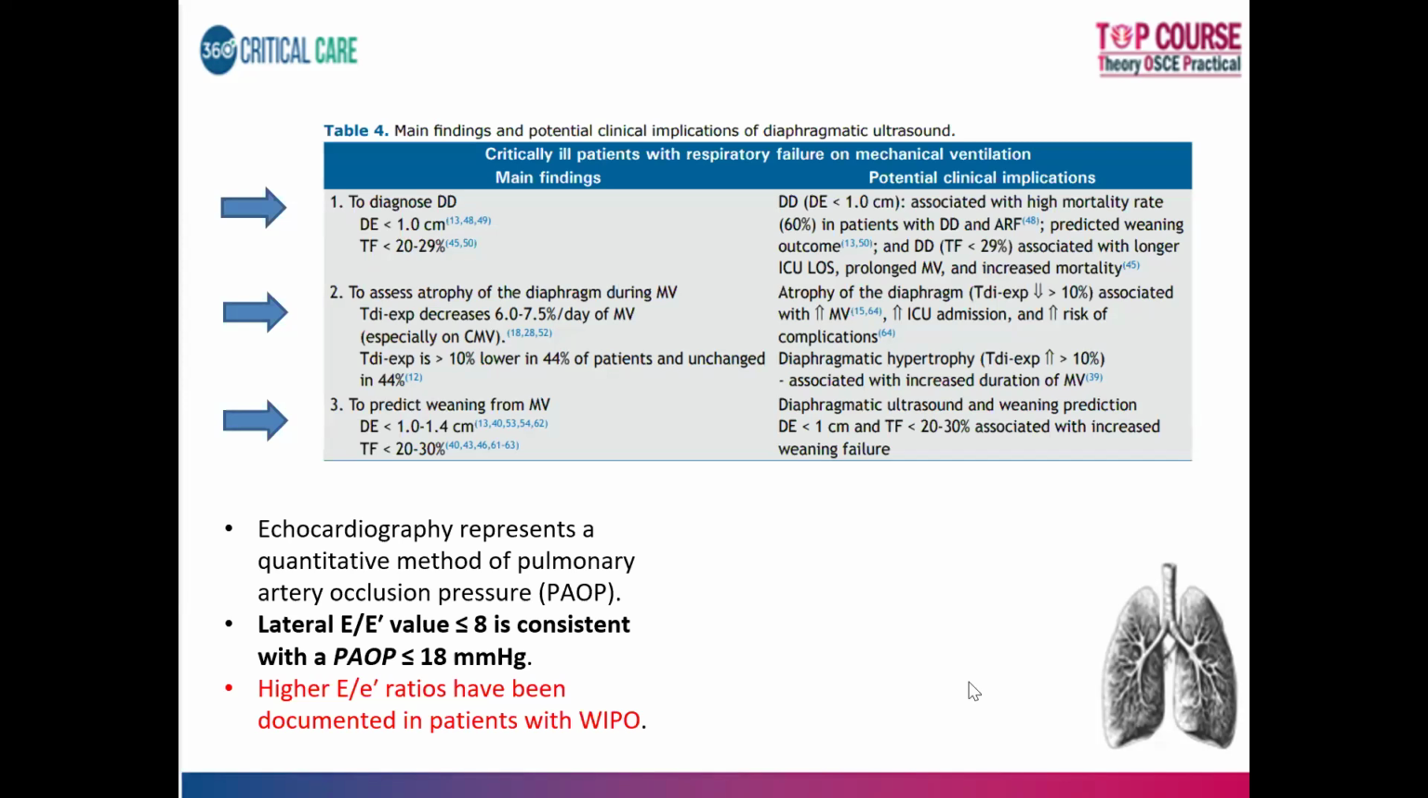Okay, remember lung ultrasound associated with cardiac dysfunction. If there is cardiac dysfunction and your E by E prime values are going higher, at that time you might have to consider the probability of development of weaning-induced pulmonary edema. If the E by E prime value is less than 8, it is roughly going to show that the pulmonary artery occlusion pressure is going to be less than or equal to 18, which is the normal value. Okay, so probably at that time the patient might not develop WIPO, or WIPE.